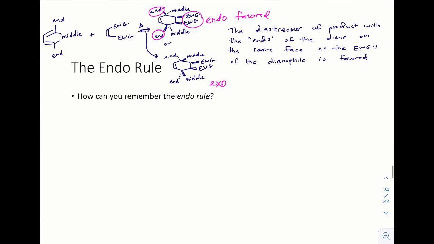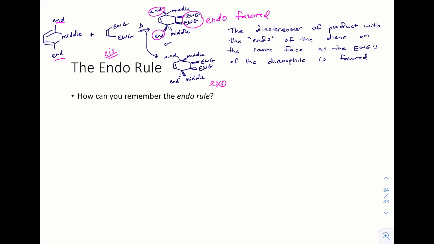All right, time out. What do you have to do? You have to memorize this. You have to memorize that when you can tell the difference between the endo and exo products of a Diels-Alder, the endo is favored. So the ends of the diene on the same face as the electron withdrawing groups of the dienophile. So now I've explained how you can remember the endo rule.